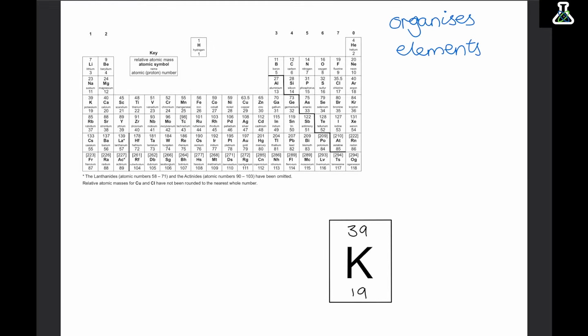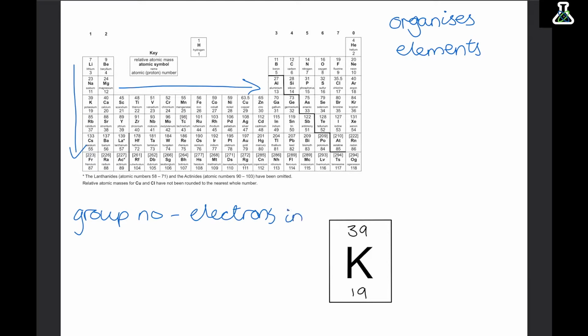And it's sorted out into groups which go down in columns and periods which go along in rows. Now over on this side of the periodic table we have all of the metals, and over on this side, just after this staircase, we have all of the non-metals. Now the group number that an element is in tells us the number of electrons in the outer shell. And the period number tells us the number of shells the atom has.